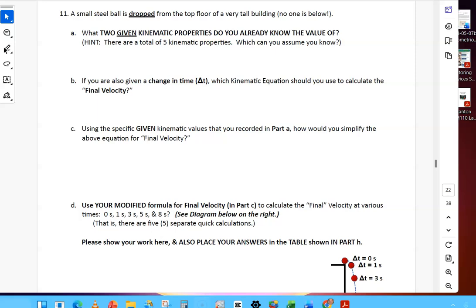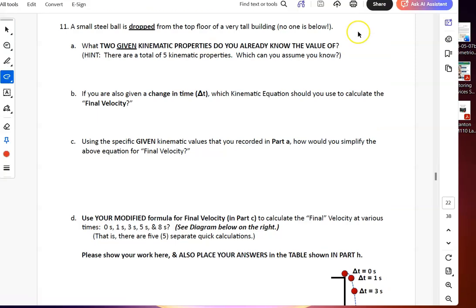Part A, what two given kinematic properties do you already know the value of? In other words, what do we already know? Hint, there are a total of 5 kinematic properties. Remember those properties are your change in position, which is also known as displacement, your initial velocity, your final velocity, your acceleration, and your change in time. Which ones do we already know about? So I'll just make the list over here.